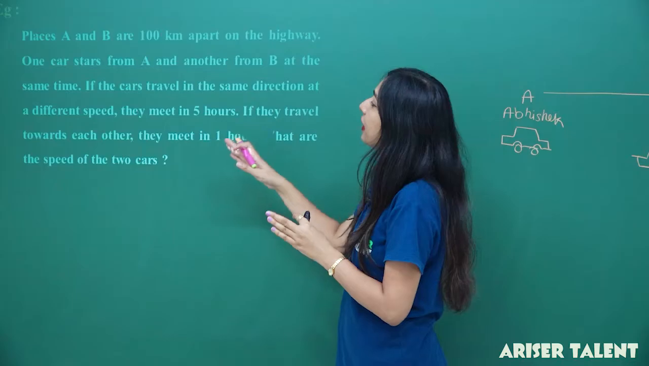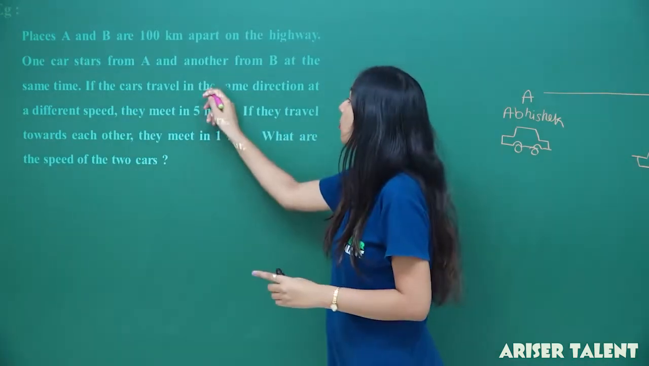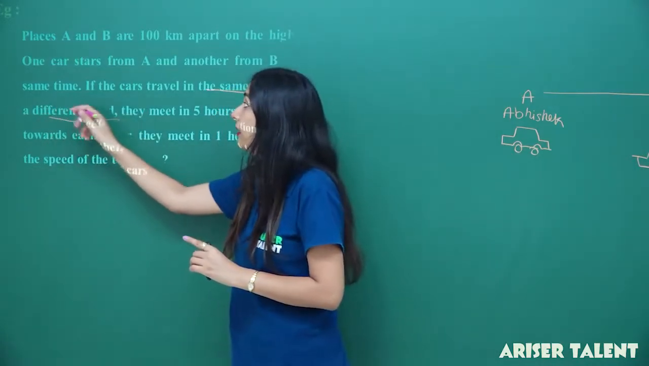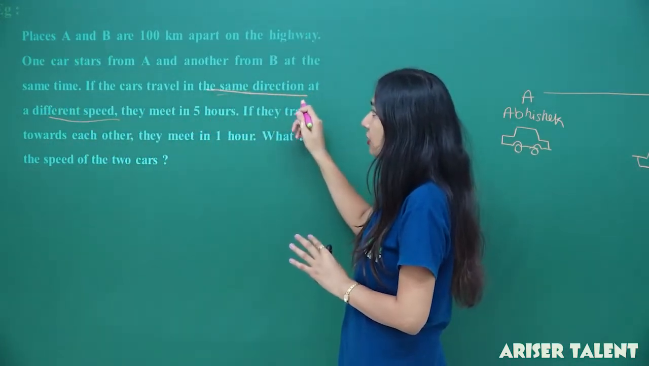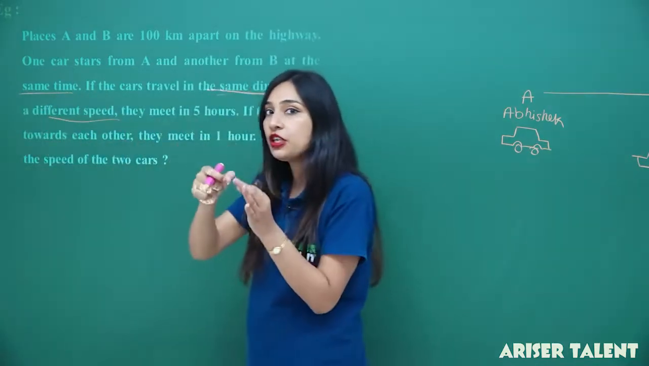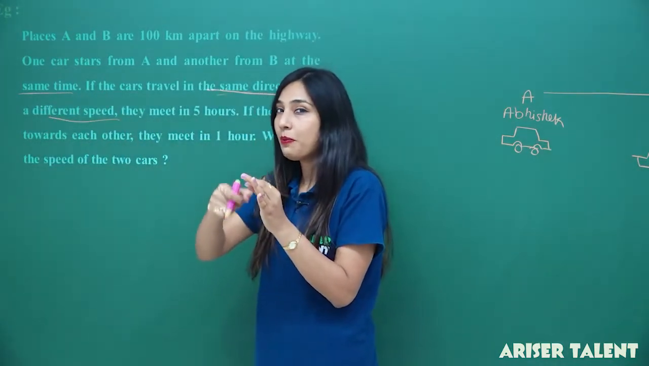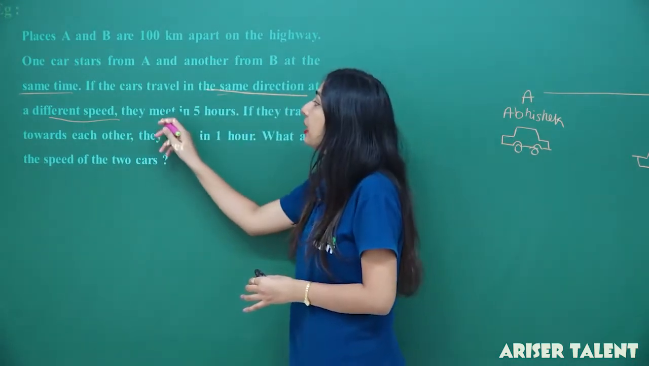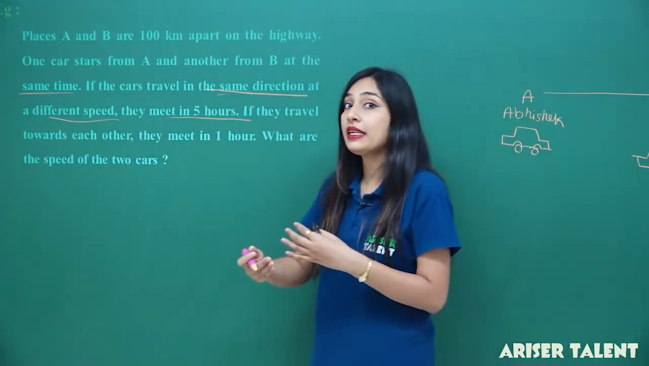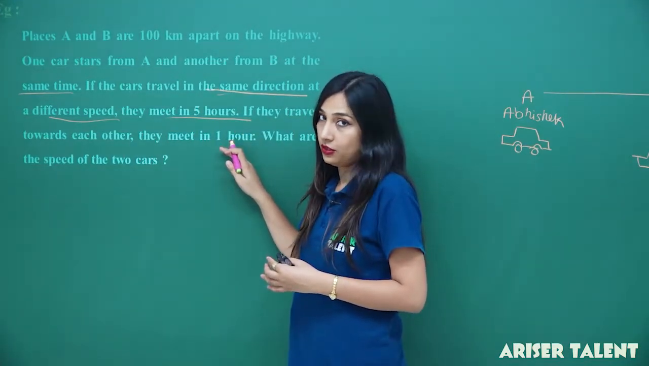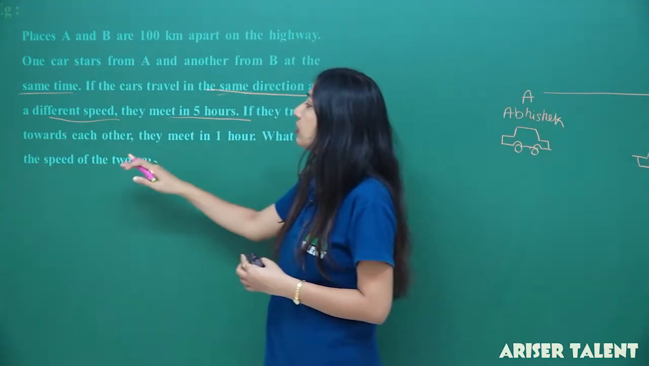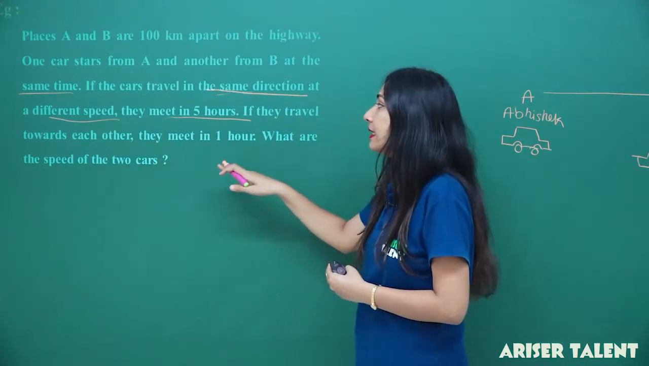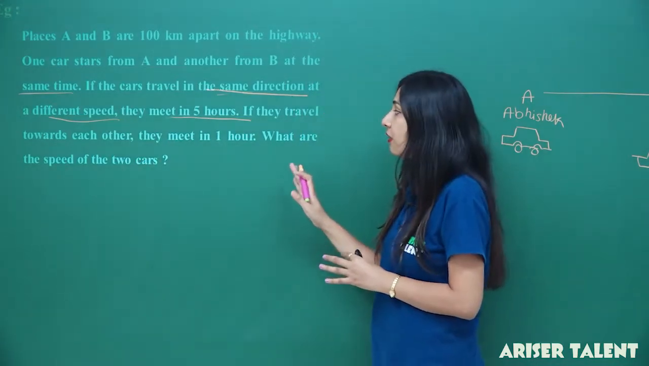If the cars travel in the same direction at different speeds, that means the speed is different but the direction is the same, and the initial time is similar. Same time, same direction but different speed. They meet in 5 hours. So if they travel towards each other, the second condition, they meet in 1 hour.